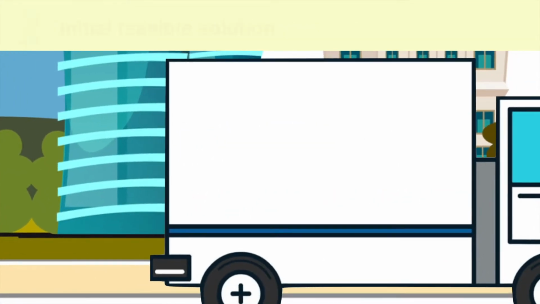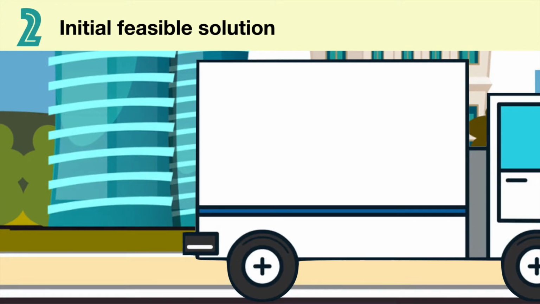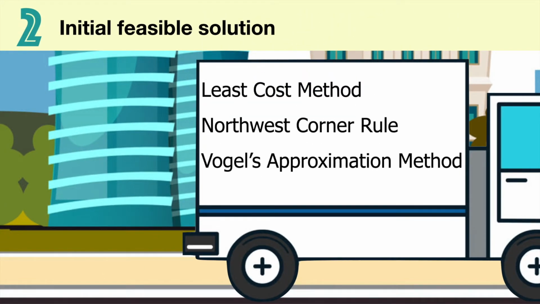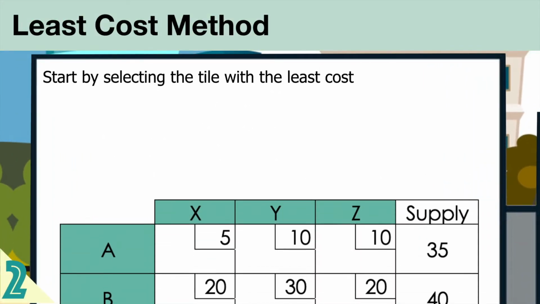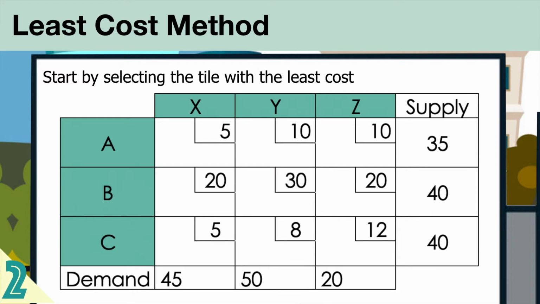Next, we have the initial feasible solution. In this presentation, we have least cost method, northwest corner rule, and VAM. Unfortunately, due to time constraints, we are only going to discuss least cost method and northwest corner rule. In least cost method, we are going to start by selecting the tile with the least cost, which is 5. If there are 2 identical values, you can select any of the 2. I am going to use AX.